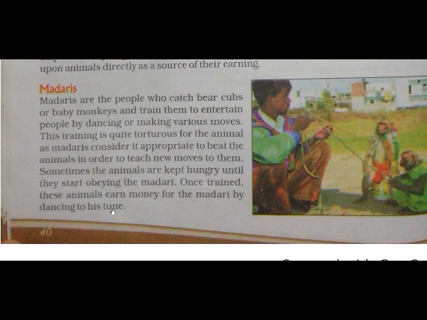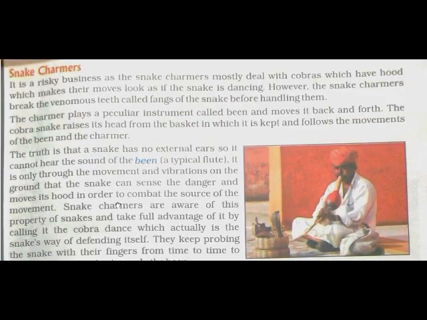So who are Madaris? Madaris are the people who catch small bear cubs or baby monkeys, and then they train them. Sometimes they beat them, and they keep them hungry until they listen. The people who train animals and do this work are known as Madaris. They train the animal in such a way that when they command something, the animal will listen. Like this, they earn from these animals.